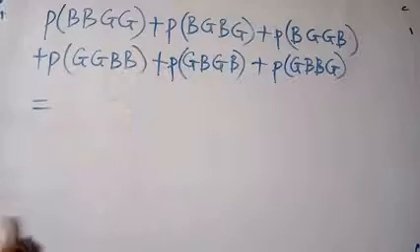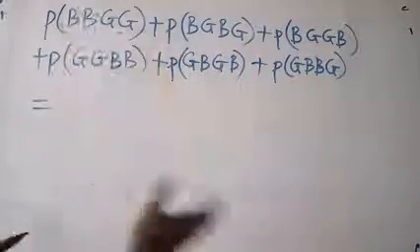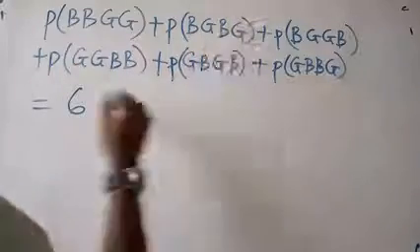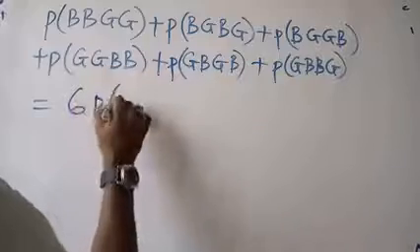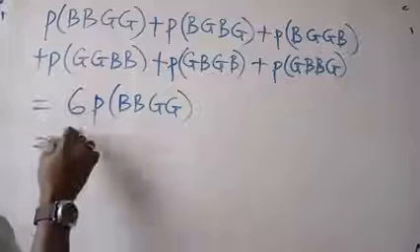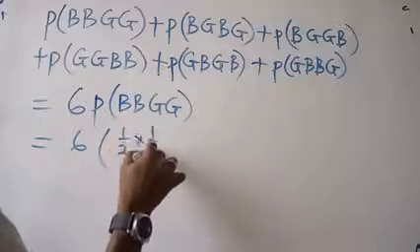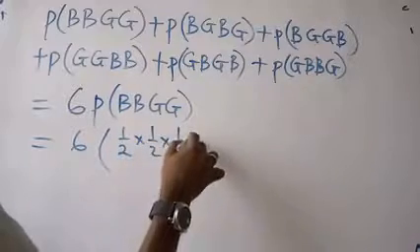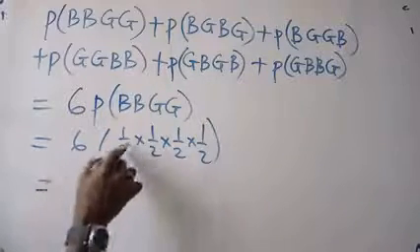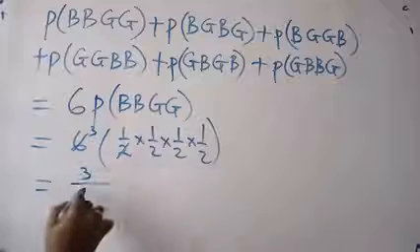And looking at this, like we did before, we have 2 boys, 2 girls in all. Since they are equally likely, we don't have any problem. So it's the same thing as writing 6: 1, 2, 3, 4, 5, 6. 6 times the probability of any of them, B, B, G, G. And that will give us 6 times 1/2 times 1/2 times 1/2 times 1/2. And that will leave us, cutting this, with 3/8.